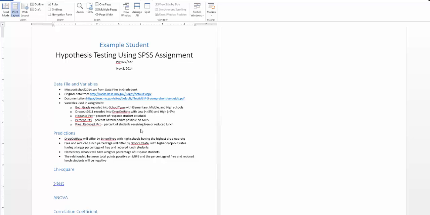This was in the last session. Now, predictions. I'm going to predict that dropout rate will differ by school type, with high schools having the highest dropout rate. I'm going to predict that free and reduced lunch percentage will differ by dropout rate, with higher dropout rates having a larger percentage of free and reduced lunch students.